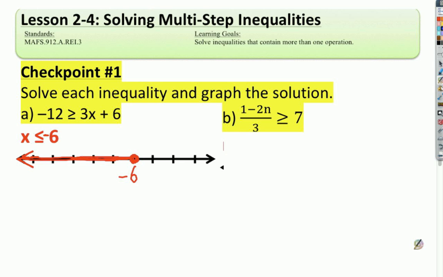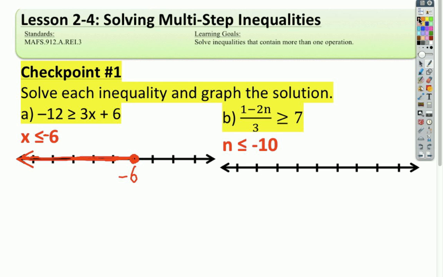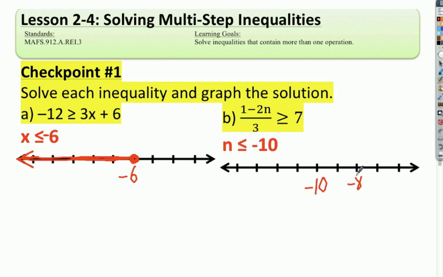So for part B, Jazz, what did your team get for part B? Okay, and Randy, what did your team get for part B? So it is n is less than or equal to -10. And when you graph that, you put a -10, -9, -8, -11, -12, closed circle, and shade.